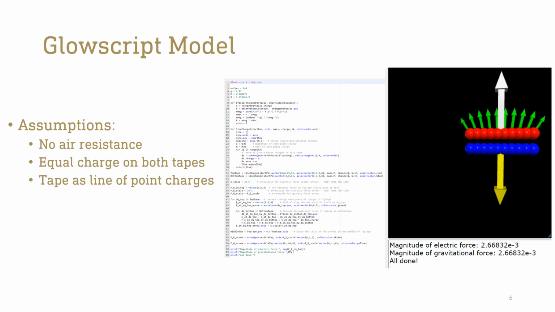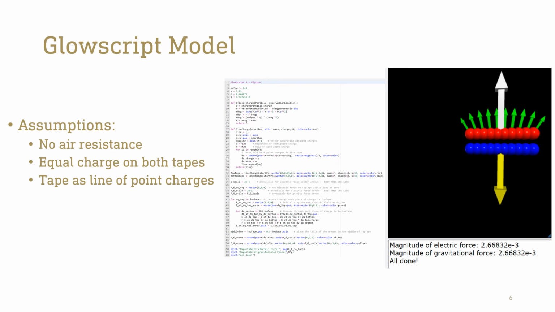The results of this lab were modeled using GlowScript, a Python framework. Some assumptions were made to describe the physical phenomena. The tapes were assumed to not be affected by air resistance. It was also assumed that the tapes were formed by a line of equally charged point charges, evenly distributed along their length. The model produced the results on the right.